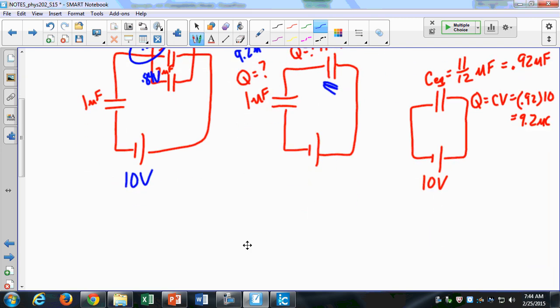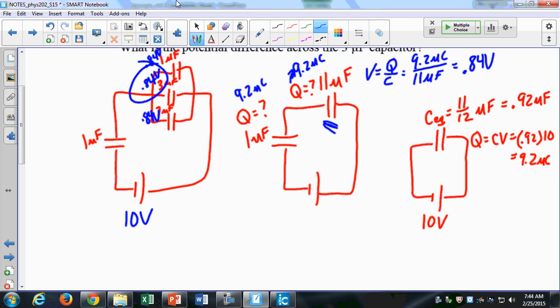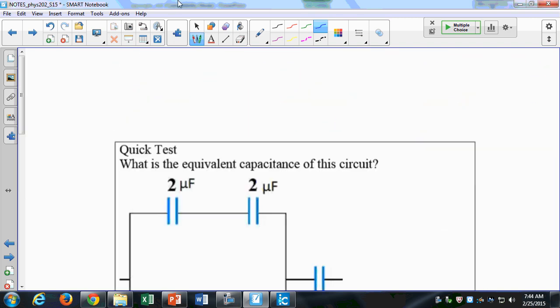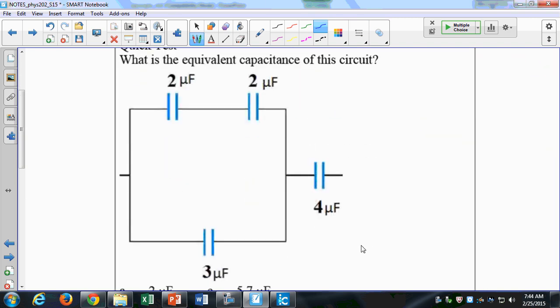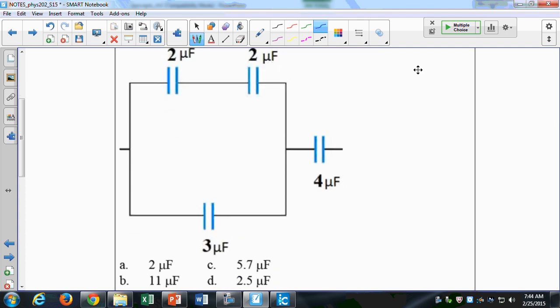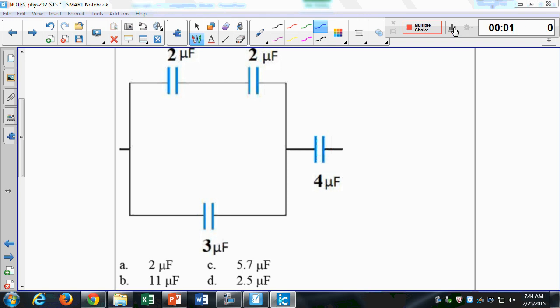All right, that's a basic combination circuit. It won't be the most difficult you have on your test, but you could have one of those. Let's try this quick test. Just what is the equivalent capacitance of this circuit? What is the equivalent capacitance of that circuit? At least I can see that circuit.